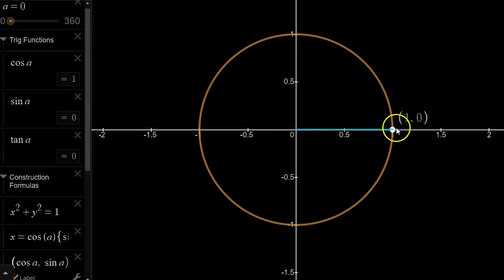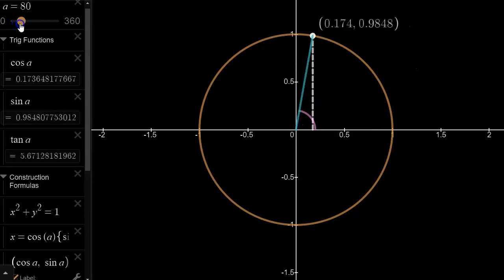Right now my terminal arm intersects the unit circle at (1, 0). And as you know from your previous studies of the unit circle, the x-coordinate at that point represents the cosine of the angle θ, and the y-coordinate represents the sine of that angle θ. So as I move through the first quadrant, the points change, and my cosine, sine, and tan also change. Now I've set up the tan to be equal to the y-coordinate divided by the x-coordinate, because tan is, after all, the opposite side divided by the adjacent side.